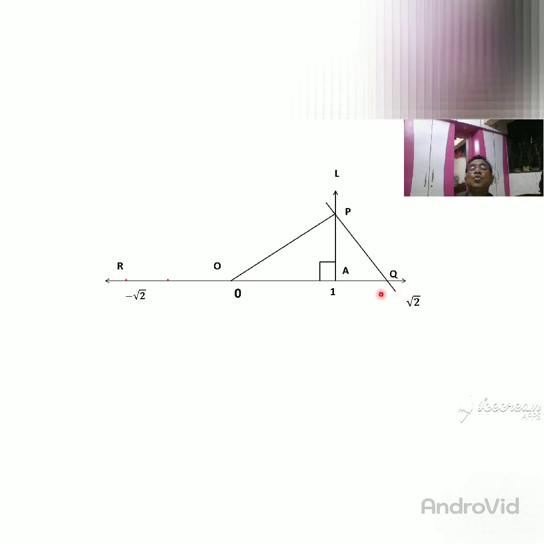Afterwards, whatever the distance OQ is, this distance from O to Q is root 2. At the same distance, you take the same distance towards the left-hand side, and where that distance is completed, there you write minus root 2. Because on the right-hand side all numbers are positive, root 2 is plus. Same distance OQ you have taken towards the left-hand side, and where that distance is completed, there you give the name minus root 2.